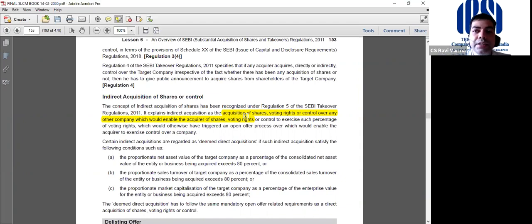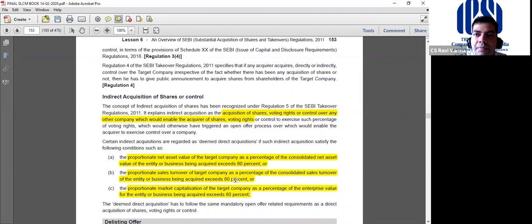In that case, SEBI is also very careful. SEBI says if you are doing indirect acquisition in such a way that you can exercise control over, say for example, the net asset value of that listed company at 80%, turnover at 80%, or market cap at 80%, if you can exercise any of these powers, then it will be considered a deemed direct acquisition and you will be required to make an open offer.